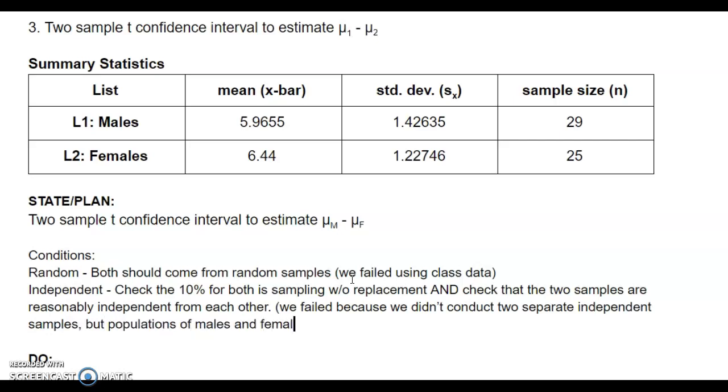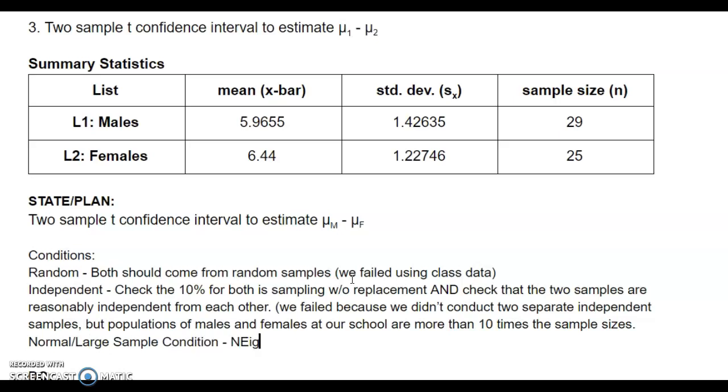populations of males and females at our school are more than 10 times the sample sizes. So we reasonably have more than 290 males and 250 females in the school. If we're looking all school, even if we just looked at juniors and seniors, we have more in that particular grade. So where we get busy with our conditions now are the normal or the large sample condition. So neither sample this time is greater than 30. So we are unable to apply the central limit theorem.